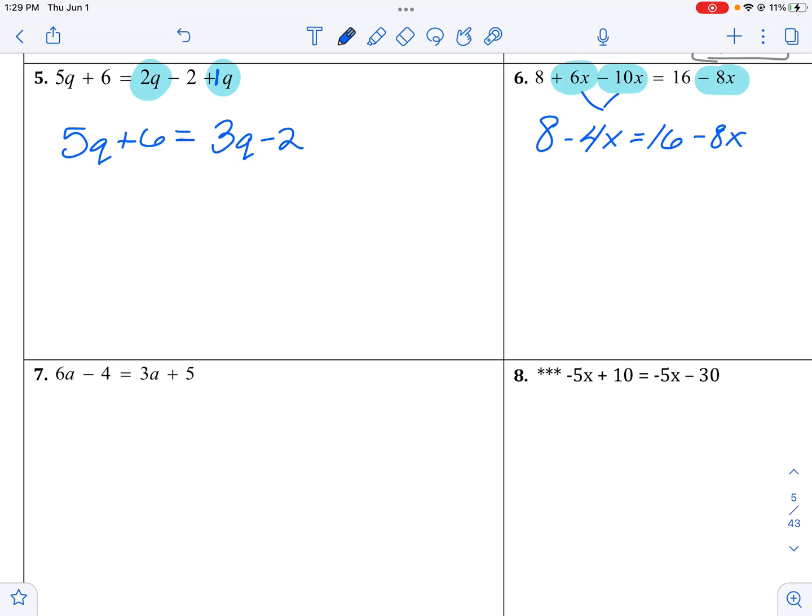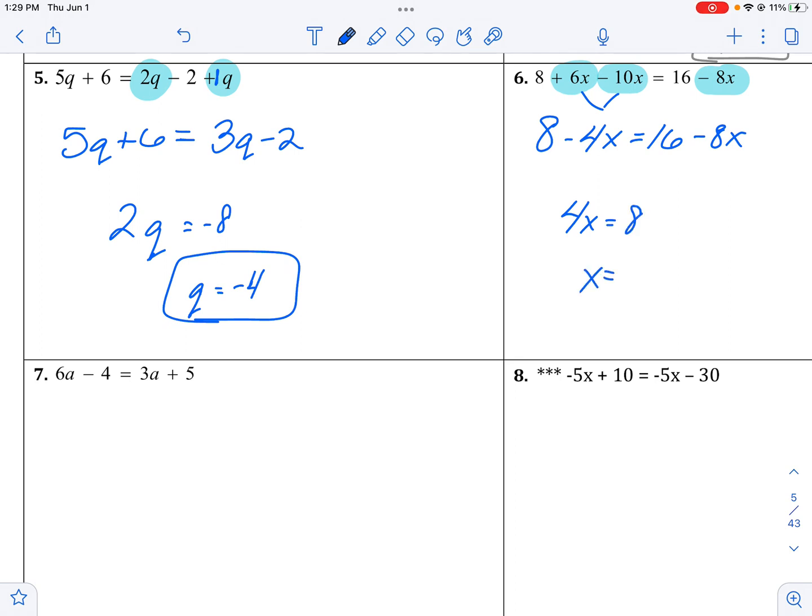And again, let's pause the video. Try 5, 6, 7, and 8, and then unpause to check your work really quick, and then we'll move on. So here I get 2q is negative 8. Q would be negative 4. And here I would get 4x is 8, or x is 2.